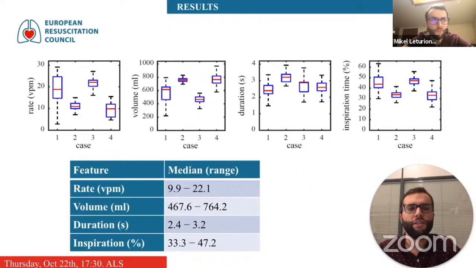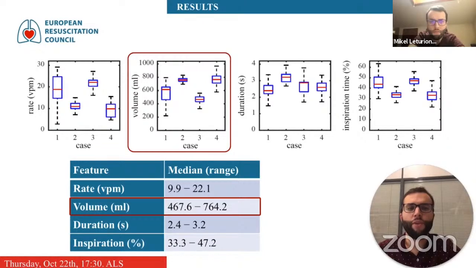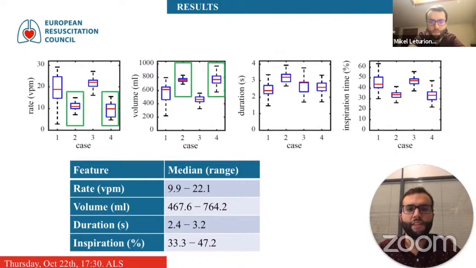The following slide summarizes the results obtained in the study. Box plots show the distribution of the studied features for each of the 4 cases. From left to right, ventilation rate, volume, duration of the ventilation, and inspiration-expiration ratio. Ventilation rate presented median values between 10 and 22 ventilations per minute, depicted with red lines in the box plots. Ventilation volume median values range from around 400 to 800 milliliters. And as it can be seen in the box plots, ventilation volume increased as ventilation rate decreased and vice versa.